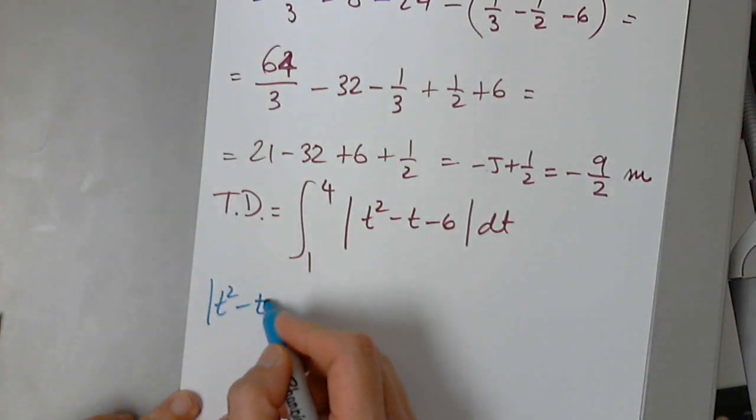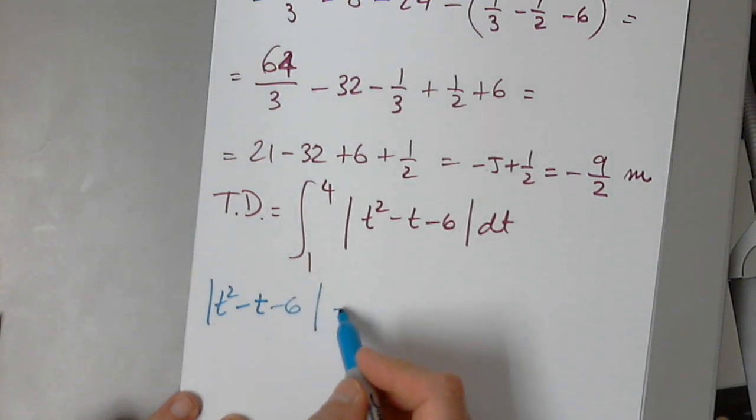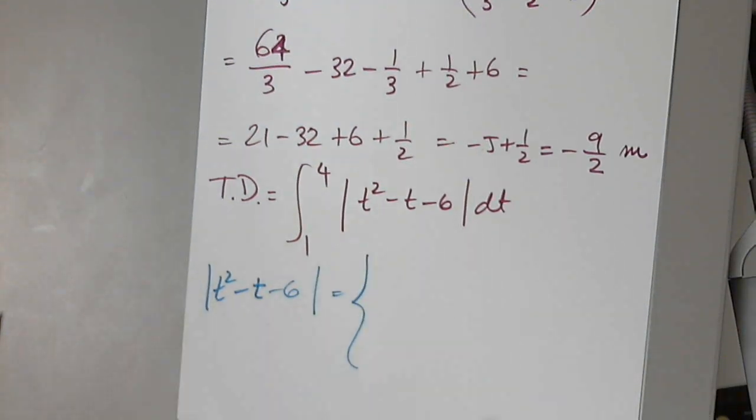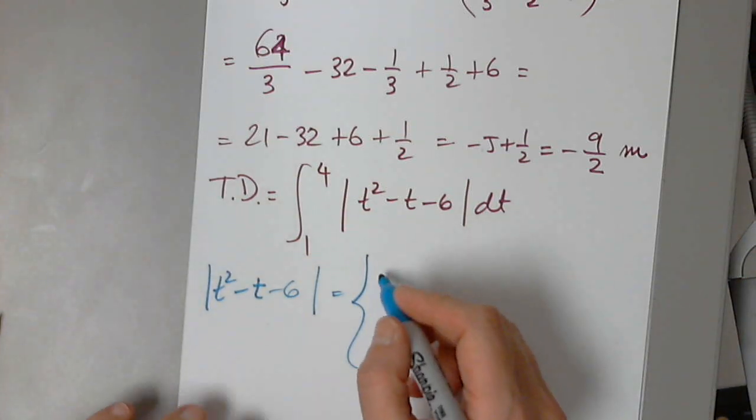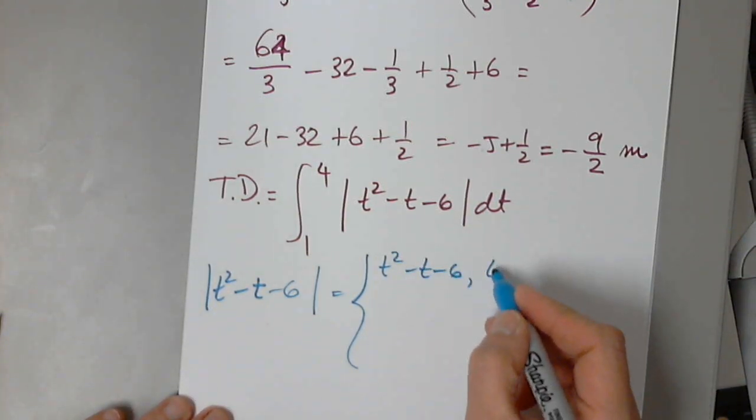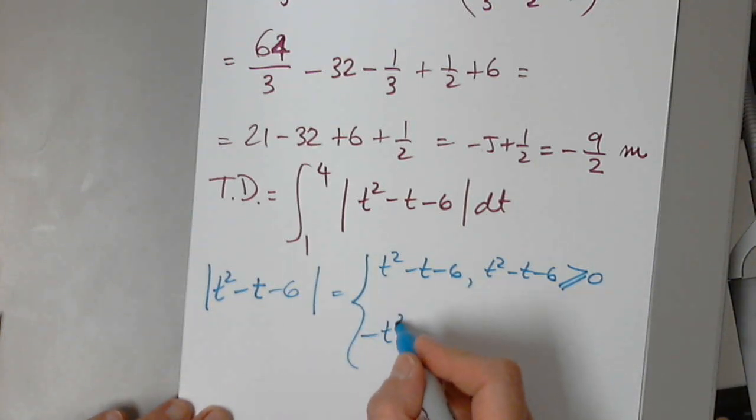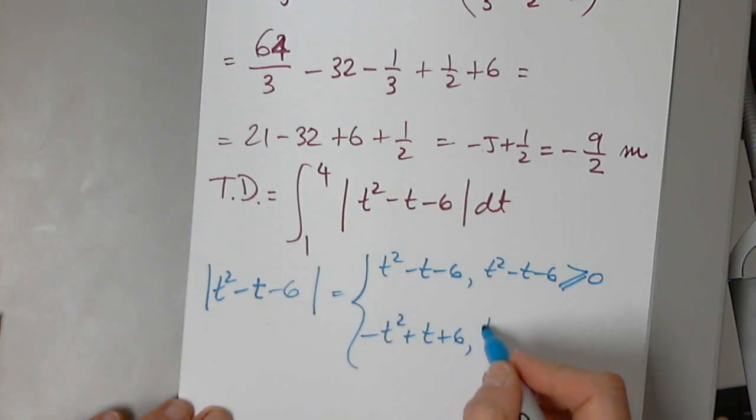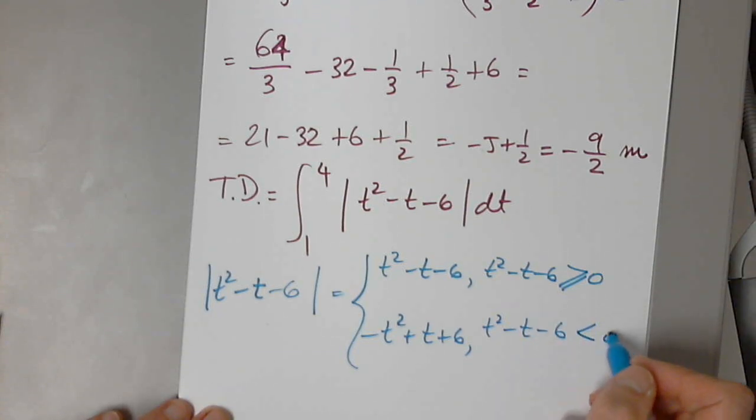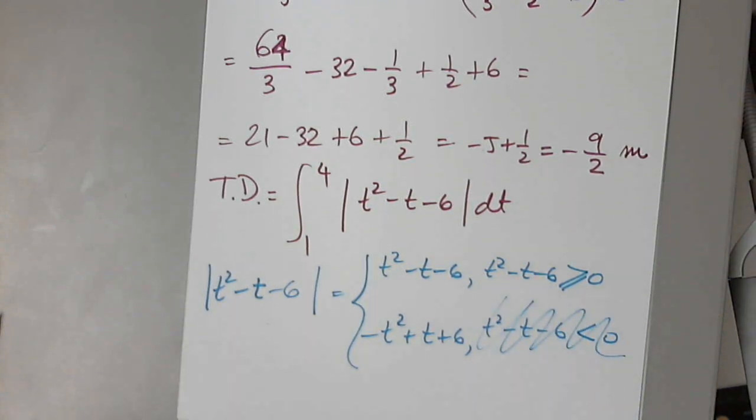T squared minus t minus 6. And remember the definition of the absolute value: t squared minus t minus 6 when t squared minus t minus 6 is greater than or equal to 0, or negative t squared plus t plus 6 when t squared minus t minus 6 is less than 0. I'm trying to make a point. Don't cross it out. I will never solve the second inequality, because whatever is not in the solutions of the first will be in the solutions of the second.